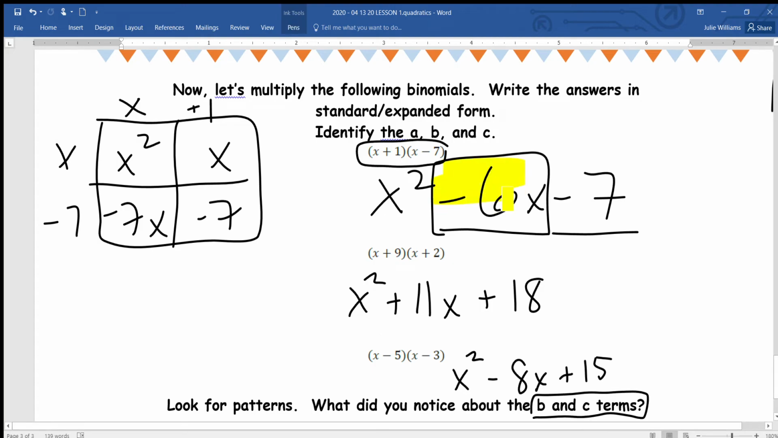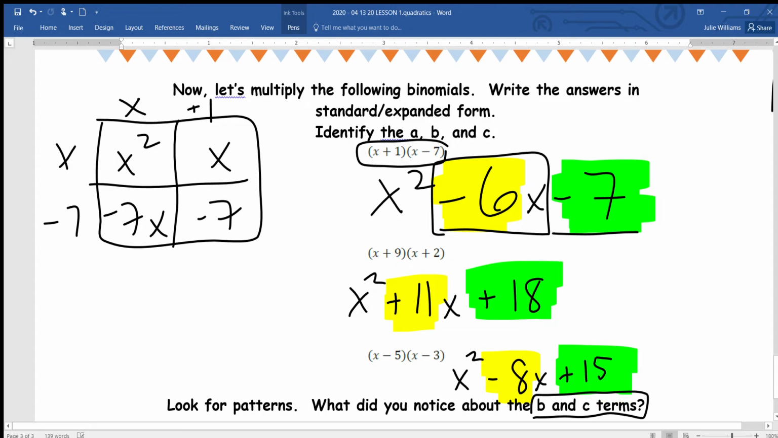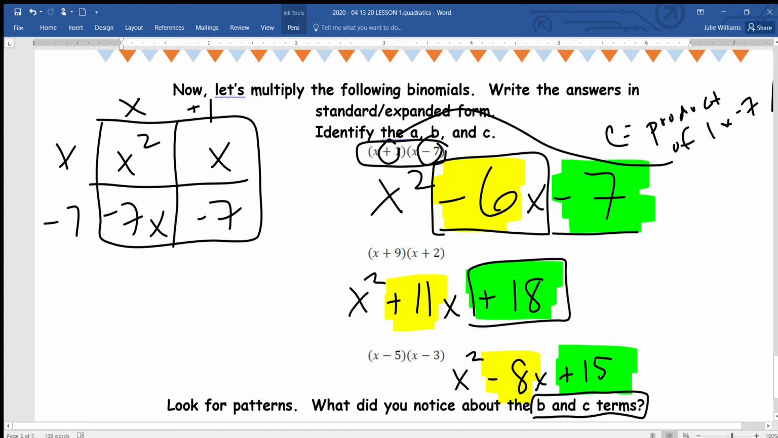Okay, so here's the B term, here's the B term, and here's the B term. And then the C is here, here, and here. All right, let's start with the C, easier of the two. The C term is simply the product of these two terms. What's product mean? Right, multiplication. Product of 1 and negative 7. Does that work for this one? The C is the product of 9 and 2? Absolutely.